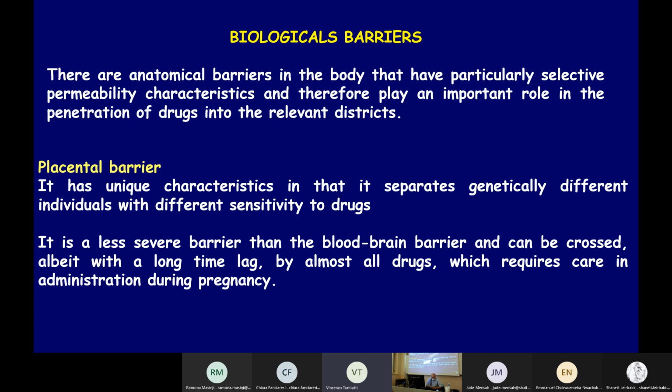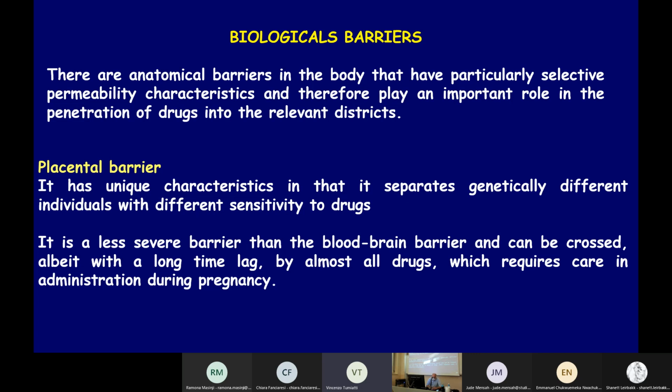Absorption. Absorption is very important, yes. We know that in our body there are different types of epithelial tissues, yes. But there are two important biological barriers very difficult to cross: the placental barrier and the blood-brain barrier.